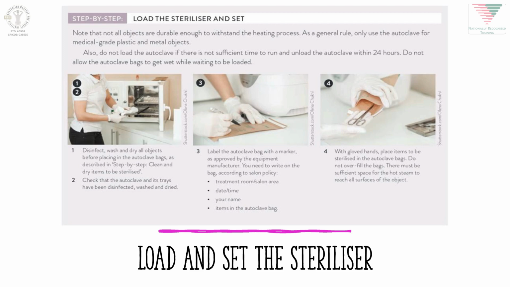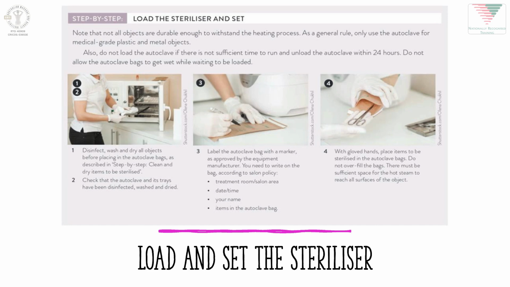1. Disinfect, wash, and dry all objects before placing them in the autoclave bags, as described in step by step, clean and dry items to be sterilized. 2. Check that the autoclave and its trays have been disinfected, washed, and dried. 3. Label the autoclave bag with a marker, as approved by the equipment manufacturer. You need to write on the bag, according to salon policy: treatment room or salon area, date or time, your name, items in the autoclave bag.